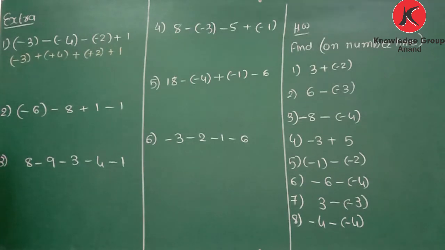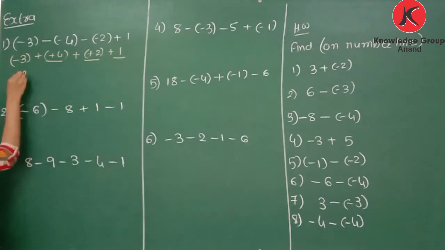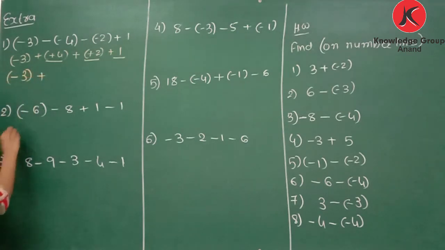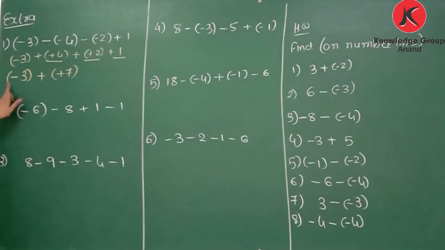Now numbers with the same sign: plus 4, plus 2 and plus 1. So minus 3. Add the numbers. 4 plus 2 is 6, plus 1 is 7. So that is plus 7. Now one negative, one positive, subtraction of numbers. So that is 7 minus 3, 4. The sign of the greater number 7 is plus, so the answer is plus.